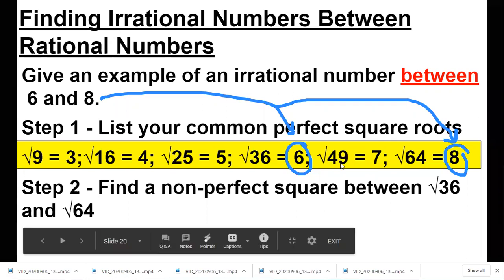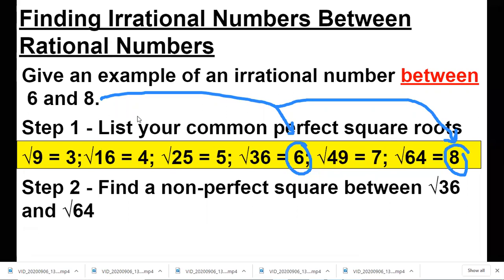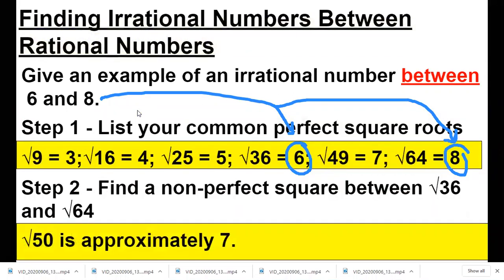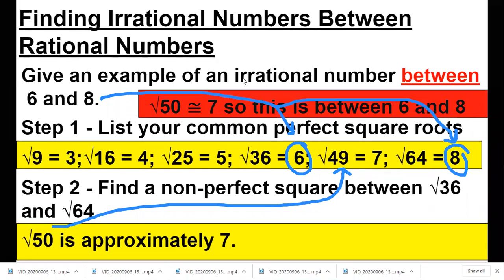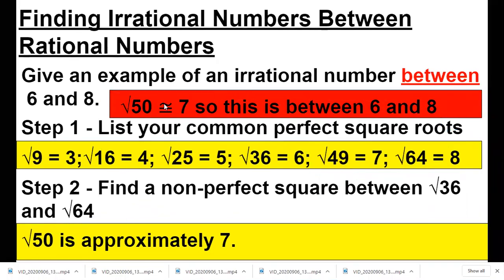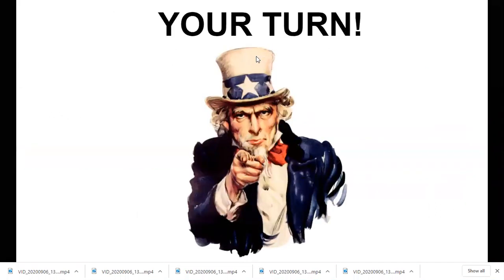So we can't pick square root of 49, because that's a perfect square. So we have to pick something else. So square root of 50 is approximately 7, right? It's not exactly 7 because square root of 49 is the exact one. So it's close to that, but not quite. So square root of 50 is approximately 7, which would fall in between the 6 and 8. Okay, give it a try, and we will see you back in a moment.